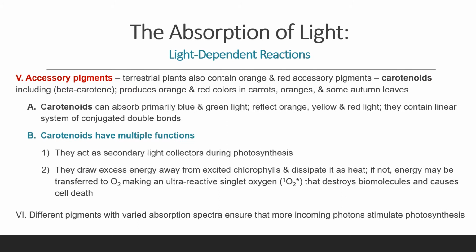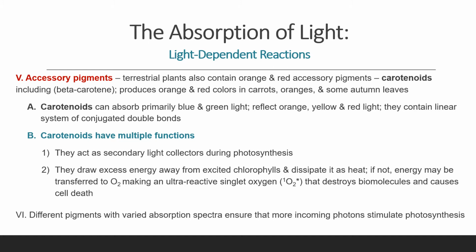So we also have what you call your accessory pigments. These accessory pigments are found in terrestrial plants, which also contain orange and red accessory pigments you call your carotenoids, which includes your beta-carotene. This specific type of accessory pigment produces orange and red colors in carrots, oranges, and some autumn leaves. And carotenoids can absorb primarily blue and green light, reflecting orange and yellow and red light, and they contain a linear system of conjugated double bonds.